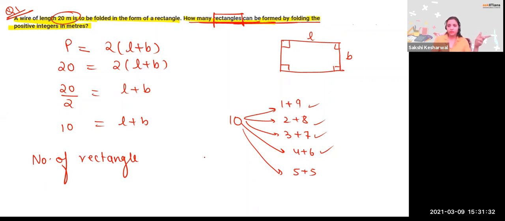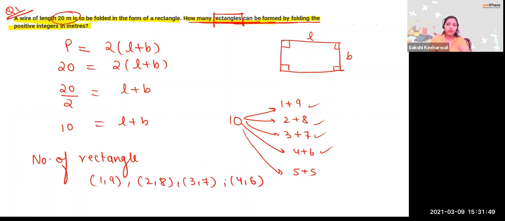You can say length is 1 and breadth is 9, or breadth is 1 and the length is 9. So you can just see how many pairs. You have to take the pairs. So how many pairs are like that? 1 and 9, right? This is 2 and 8, this is 3 and 7, and this is 4 and 6. Actually, 4 rectangles are formed.